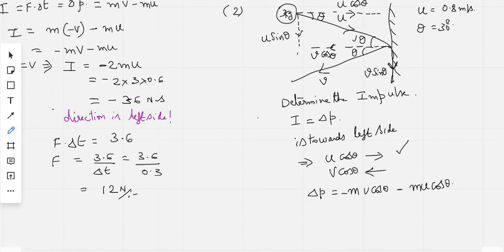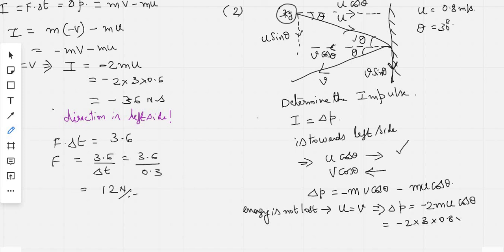Suppose energy is not lost, for example. If you take the ideal case like this, then you can say u equals v. In that situation, delta p equals minus 2 m u cos theta. So we're taking this form into consideration. Minus 2 into the mass, which is 3 kg, and the velocity is given as 0.8, and into cos 30 degrees, and the answer can be minus 4.16 Newton second. So this is a special case where the velocities are equal and energy is not lost. If not, you will be given two velocities and you need to solve for the change in momentum and for the impulse.